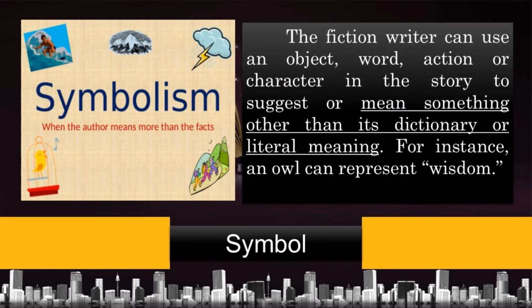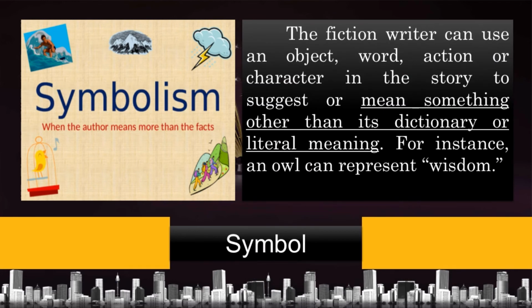Symbol. The fiction writer can use an object, word, action, or character in the story to suggest or mean something other than its dictionary or literal meaning. For instance, an owl can represent wisdom. Although an allegory uses symbols, it is different from symbolism. An allegory is a complete narrative that involves characters and events that stand for an abstract idea or event. A symbol, on the other hand, is an object that stands for another object, giving it a particular meaning. Unlike allegory, symbolism does not tell a story.